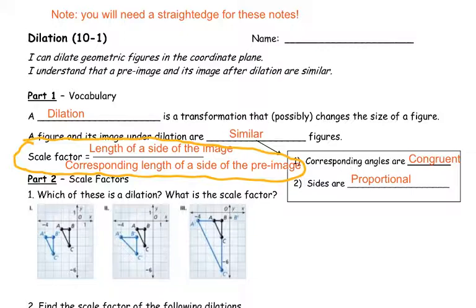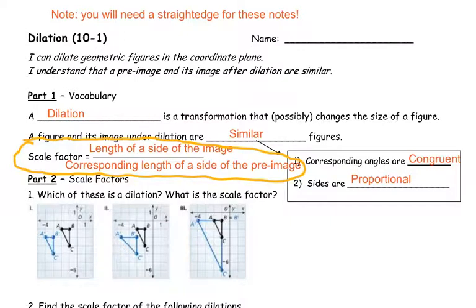So in part 2 we're going to find the scale factor. First we have to identify which of those is a dilation, and the second one is what is the scale factor. So in number 1 here, we can see that all we do is we slide left 2 and down 1. So this would be a translation. So this one is out.